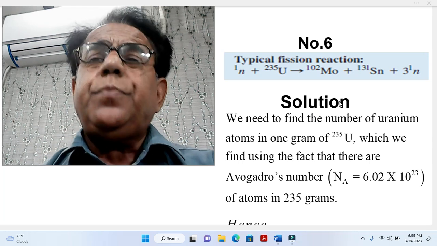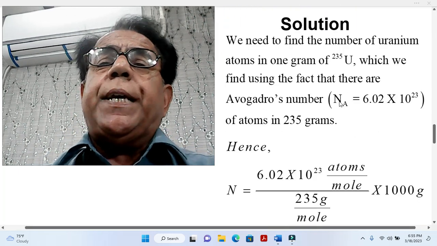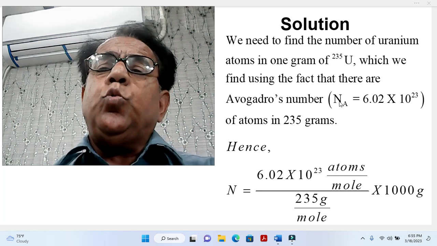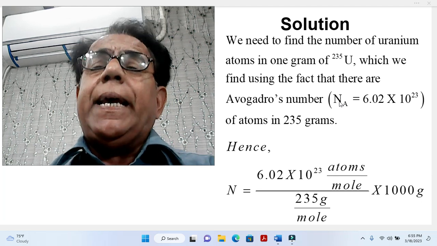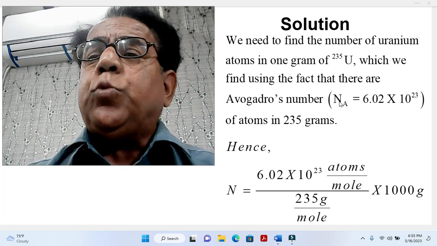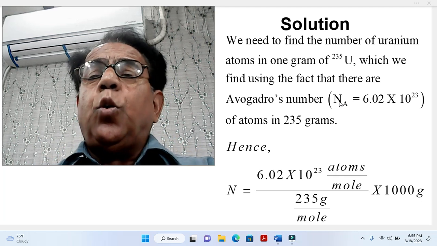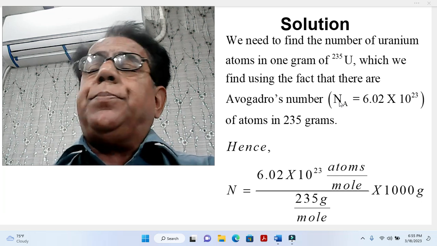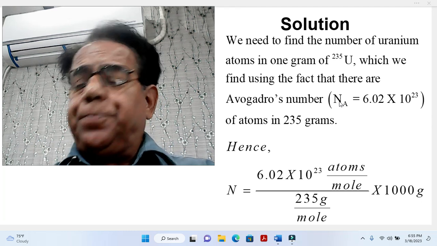Now we come towards the solution. We need to find the number of uranium atoms in 1 gram of U-235, which we find using the fact that there are Avogadro's number Na equal to 6.02 into 10 raised to the power 23 of atoms in 235 grams.